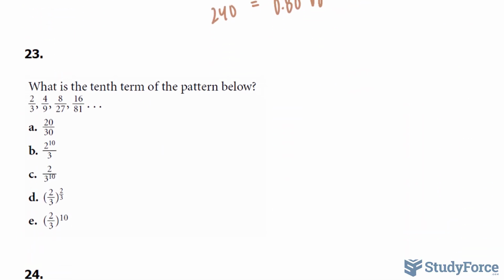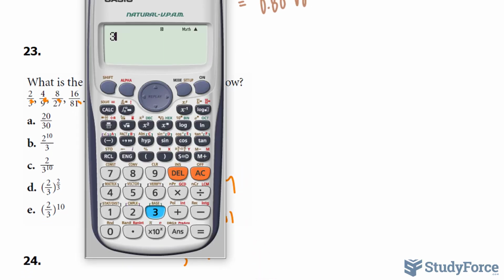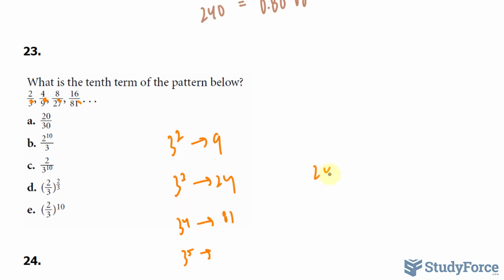Let's try this one. What is the 10th term of the pattern below? Okay, this is being squared, squared, squared. So, no, I take that back. 3 to the power of 2 gives us 9. Okay? 3 to the power of 3 gives us 27. 3 to the power of 4 gives us 81. 3 to the power of 5 is 243. So we should end up, oh my gosh, the 10th term.